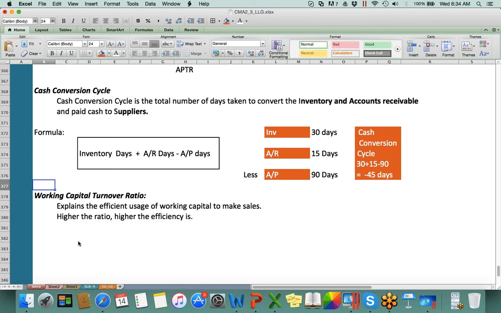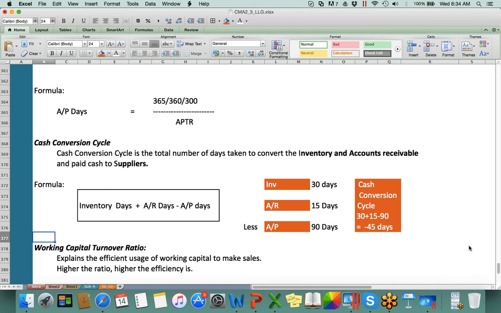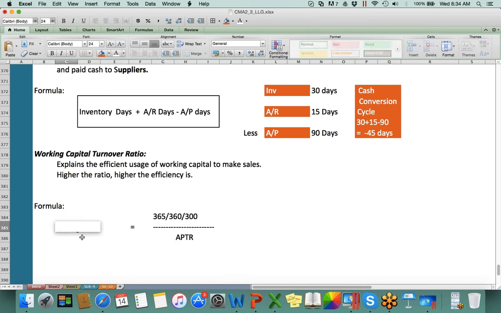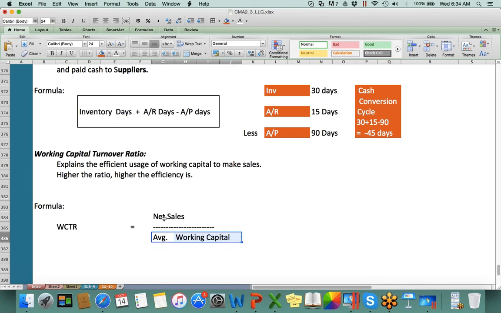Okay, formula. Working capital turnover ratio equals net sales divided by, whenever an income statement item is expressed in terms of balance sheet items, you should use average working capital. Net sales divided by average working capital. It tells you how much sales is made with every $1 of average working capital used.